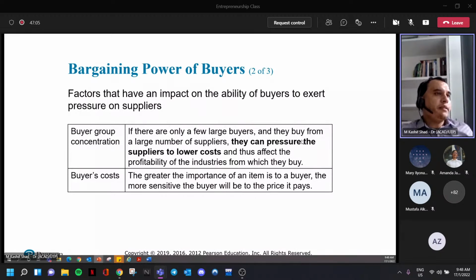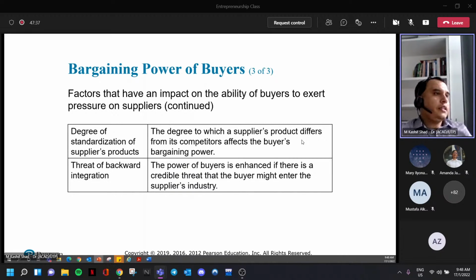What are the factors that have an impact on the ability of buyers to exert pressure on suppliers? Buyer group concentration. If there are only a few large buyers and they buy from a large number of suppliers, they can put pressure on suppliers to reduce the cost, and that will affect the profitability of that industry. Second one is buyer's cost. The greater the importance of an item is to the buyer, the more sensitive the buyer will be to the price it pays. Then degree of standardization of the supplier's product.